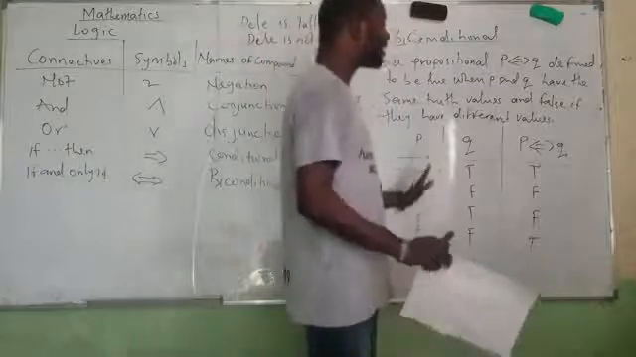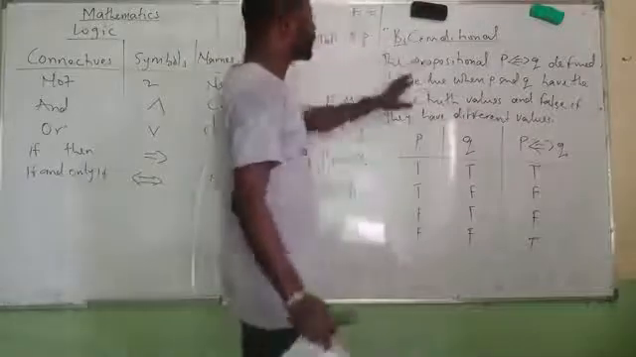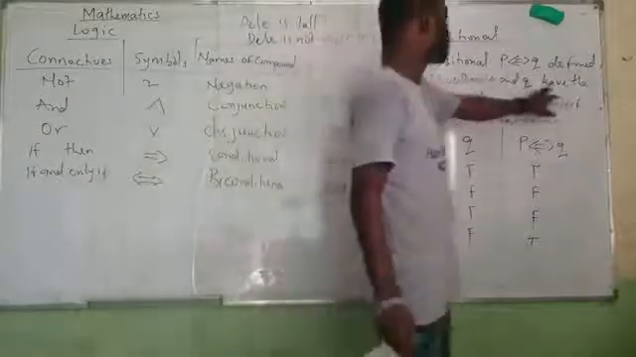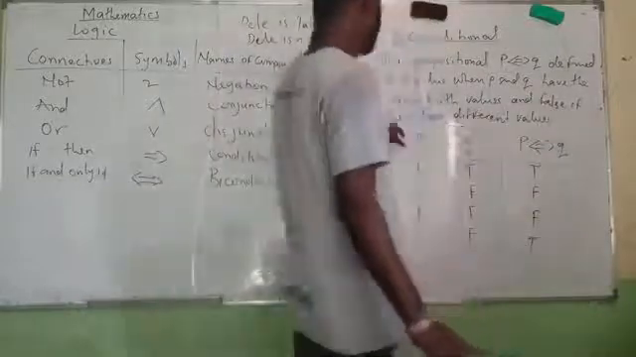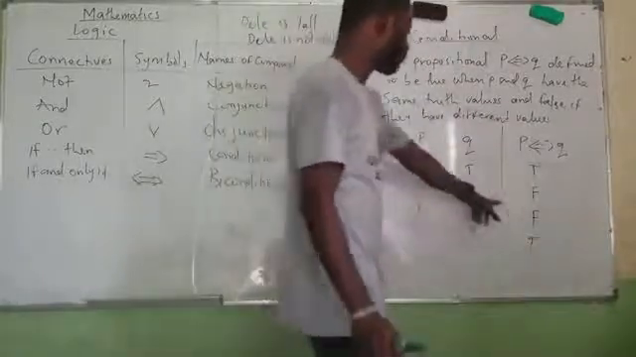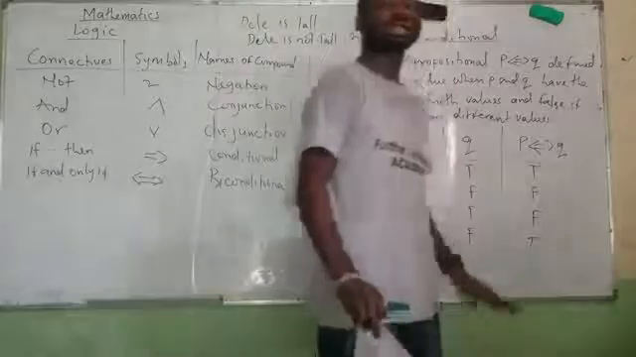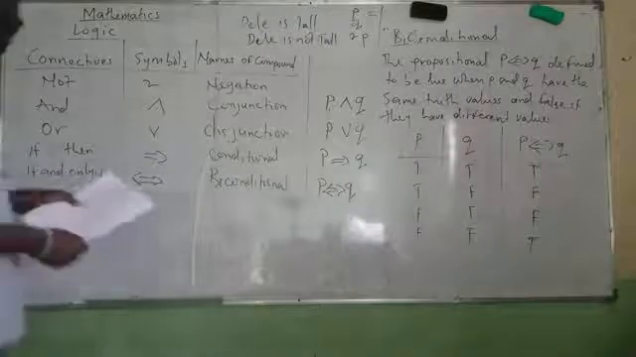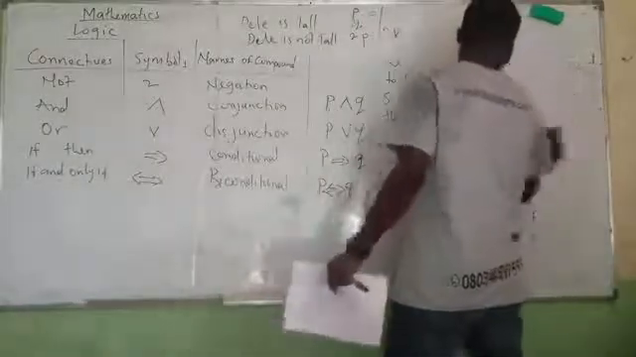Don't forget that it's very simple. Just try to understand. The propositional statement P if and only if Q is defined to be true when P and Q have the same truth value, and false if they have different values. True, true will be true. False, false will be true. That is what biconditional is all about. Now, let me try to generate one or two examples for better understanding.